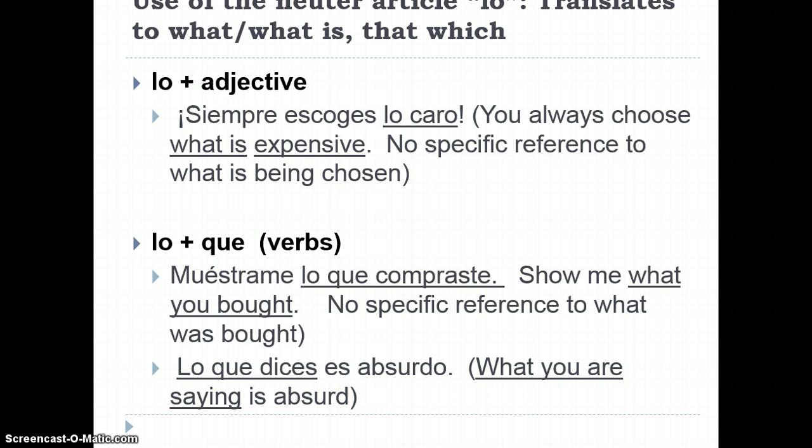There's also the neuter article that translates to that which or what is. This is when you're replacing just a general idea. Again, you would use lo with the adjective or lo que if you were using a clause, which has a verb.